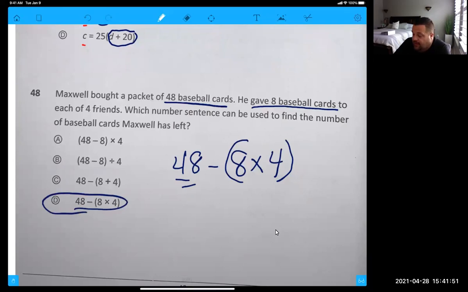Now, I know for our tests, let's go in and I like to debunk the ones that don't make sense. Right when you see 48 minus 8, that's taking the total cards and it's only minusing 8 one time. Well, he gave away 8 cards 4 times and then it multiplies it by 4. That's going to give you, if you did this out, it would be 40 times 4, which would equal 160. Would he have 160 cards left?